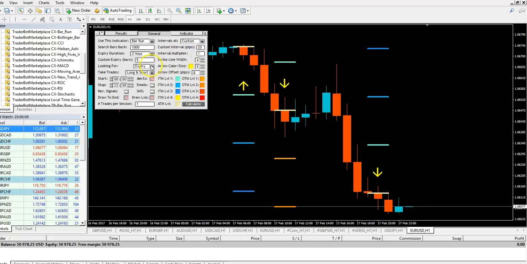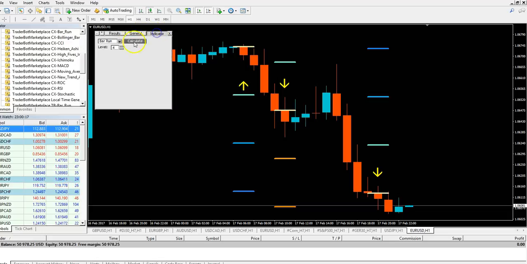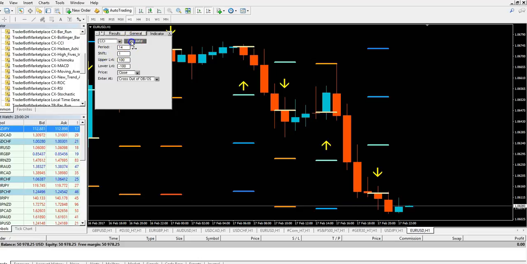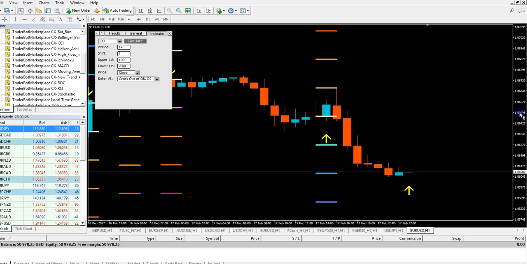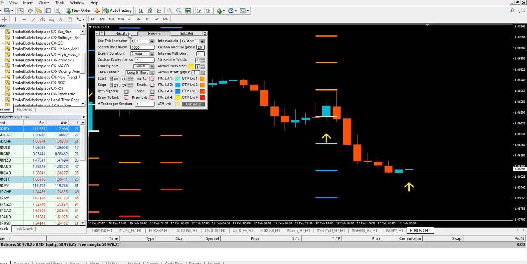If you want to see touches instead of expiry, you just calculate it, and it's right there. You can change indicators without doing anything, pretty much. Just put that on there, calculate, boom. So it's much faster.